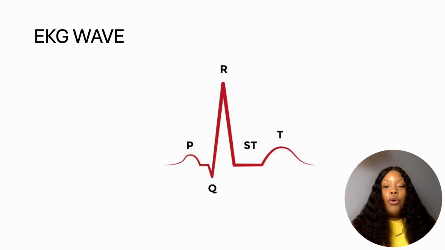So before we go into abnormalities, we need to know what it should look like and what the role of each thing is, whether it be the P wave, the QRS, the T wave, or the ST segment.